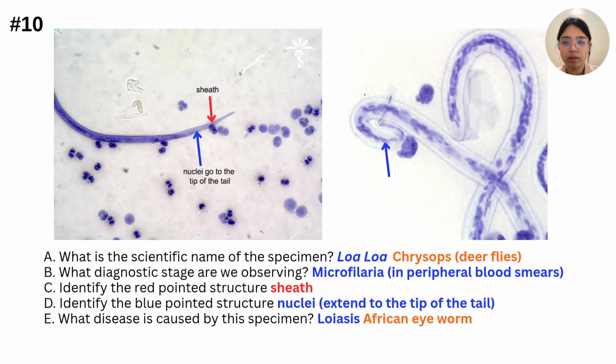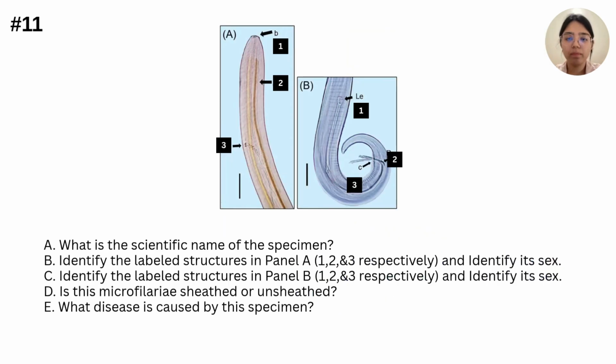The specimen causes loiasis. The infection is characterized by Calabar swellings, which are transient localized swellings in the subcutaneous tissues, and the migration of adult worms across the conjunctiva of the eye, giving the parasite its common name, the African eyeworm. Now we move on to question 11.